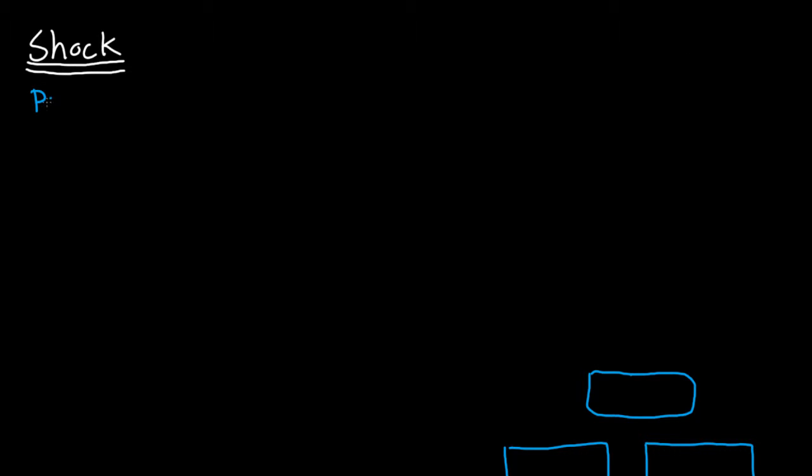So, poor, inadequate blood flow is what is leading to the metabolic needs of cells not being met. So there's a few different types of shock, but before we get into that, I'll explain what exactly happens in the body when a person undergoes shock.